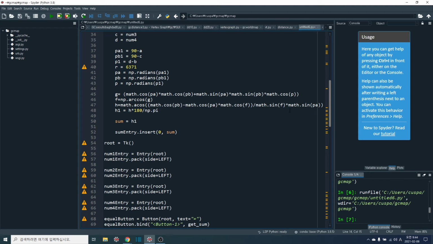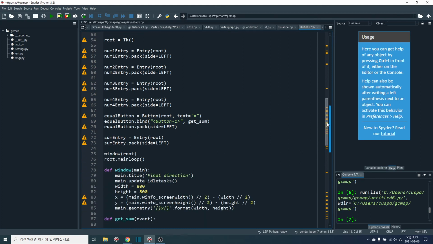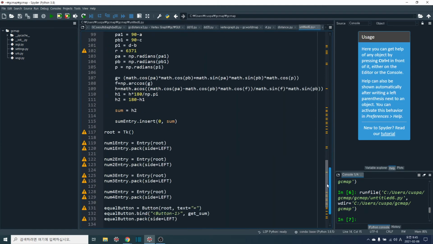Then with the same pattern, we can get the final angle.